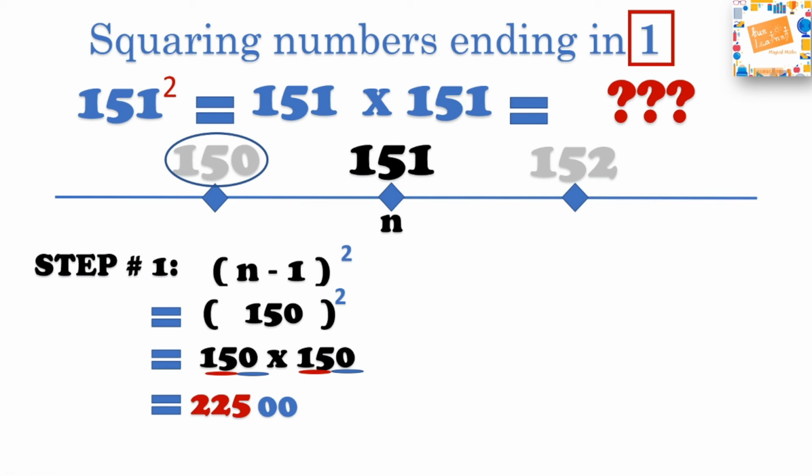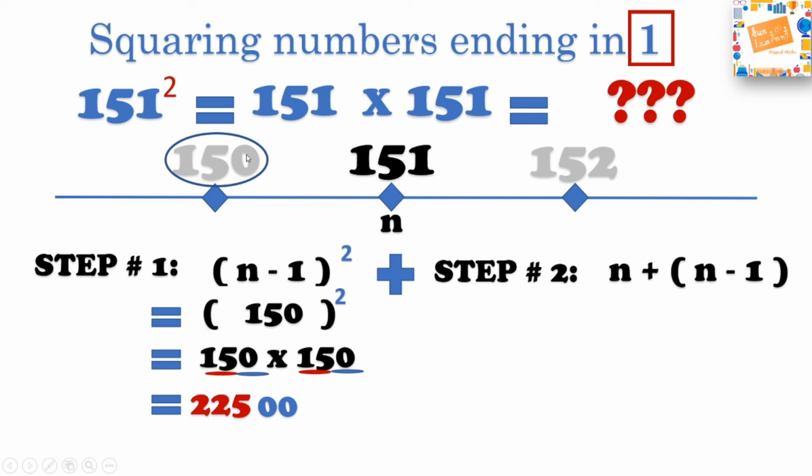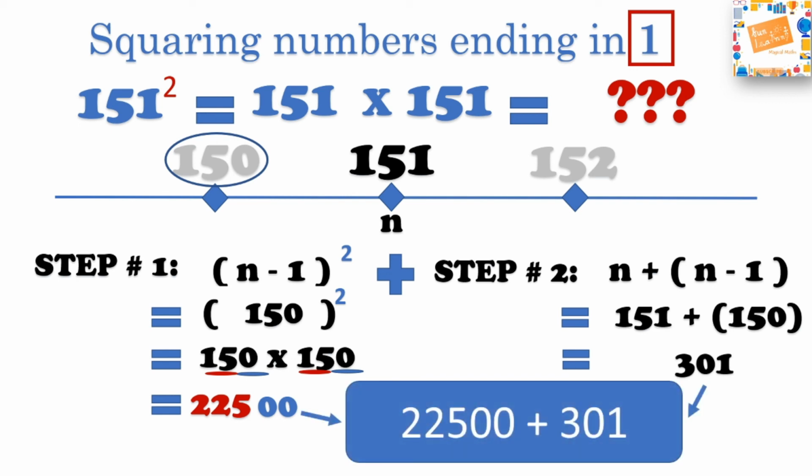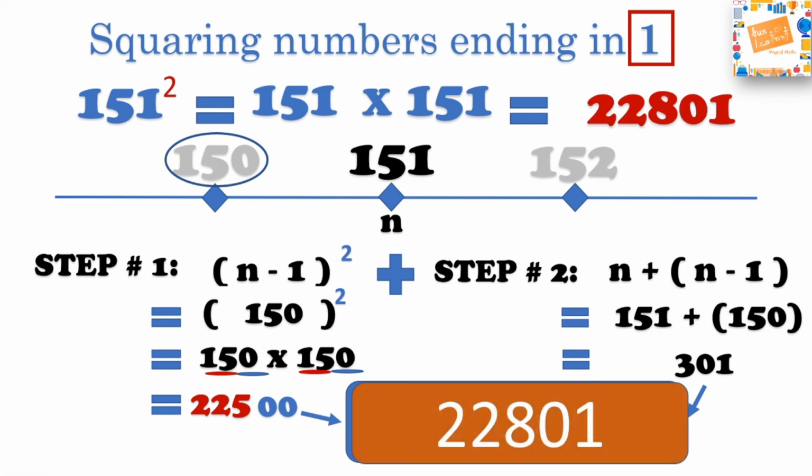22,500. And this we need to add to the answer that we get in step 2, where we need to add 151 and its nearest 10, that is n plus n minus 1, which is equal to 151 plus 150, that is equal to 301. And now let's add them together and we get 22,500 plus 301, which is equal to 22,801, which is the square of 151. Why don't you try this on calculator and see, we just computed it so fast.